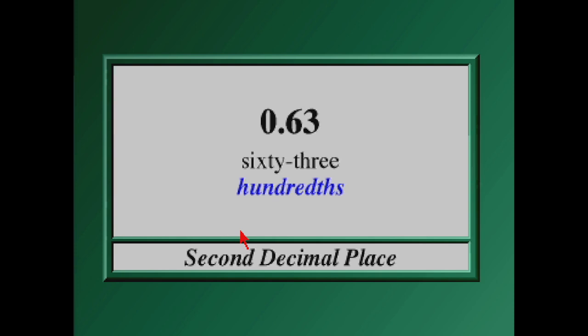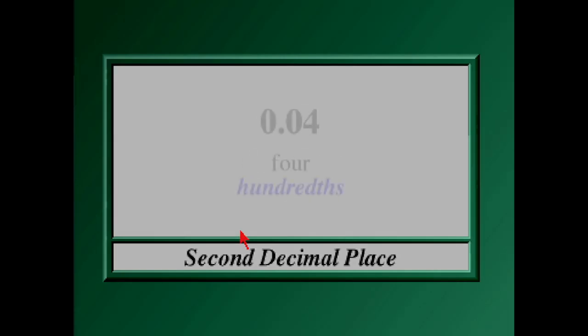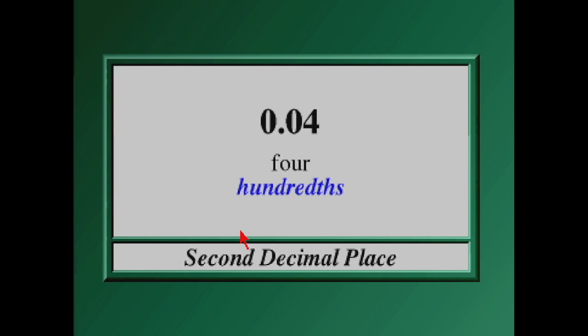For example, the decimal fraction 0.63 is read as 63 hundredths. The number 0.04 is read as 4 hundredths.